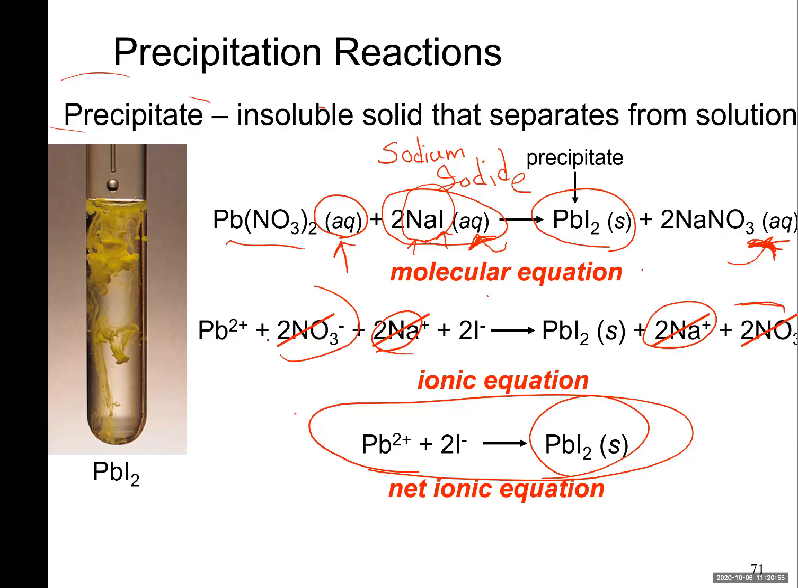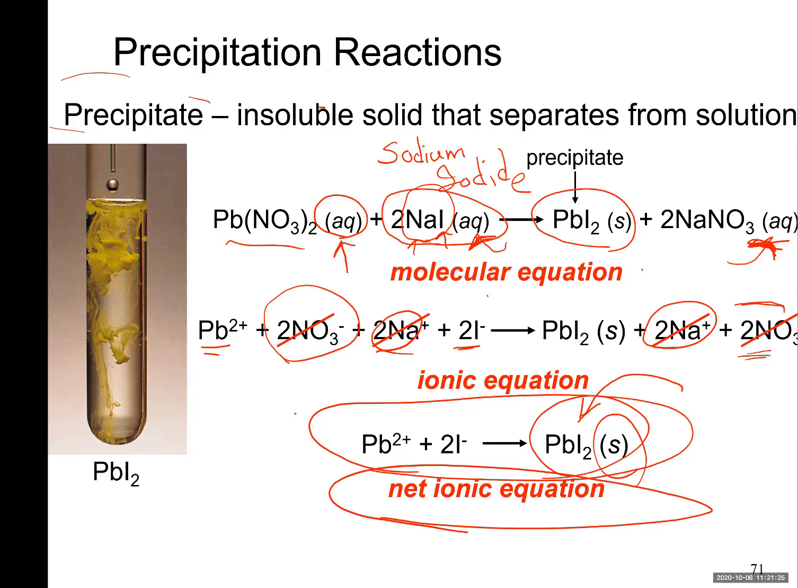Nitrate was 2NO3 minus, it remains as 2NO3 minus, no changes. But Pb plus 2, which was free, and 2I minus, which were free, are now bonded together, and they don't want to separate. They made a solid. They used to be water soluble. So these are the two ions which reacted together, which changed, nothing else changed. That's why we call this net ionic equation.